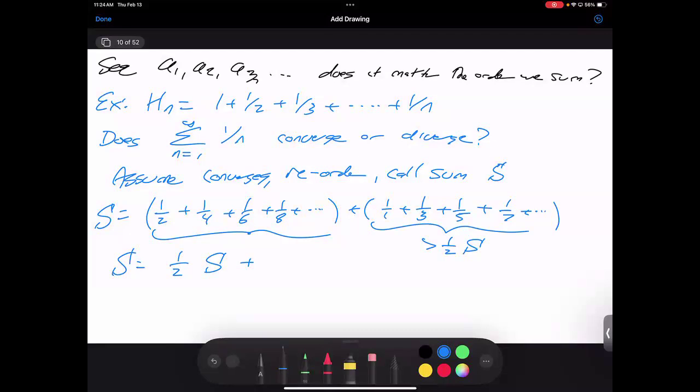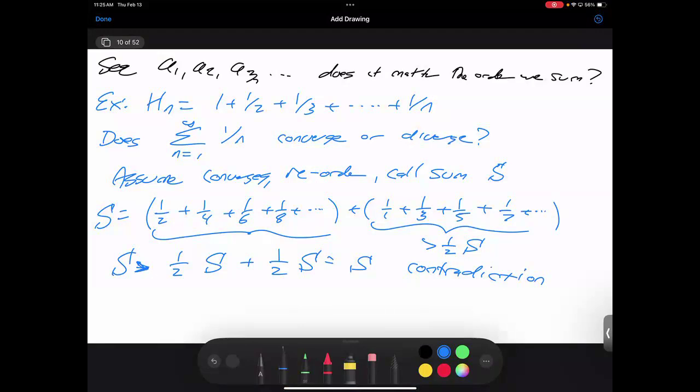Right? Because if you look term by term, 1 is better than 1/2, 1/3 is greater than 1/4, 1/5 is greater than 1/6. So if it converges, I've just got a bunch of positive numbers, I can just put all the evens together and all the odds together. So I would get that S would be strictly greater than 1/2 S plus 1/2 S, which is just S, which is a contradiction. So this is a nice way of showing that the harmonic series diverges.